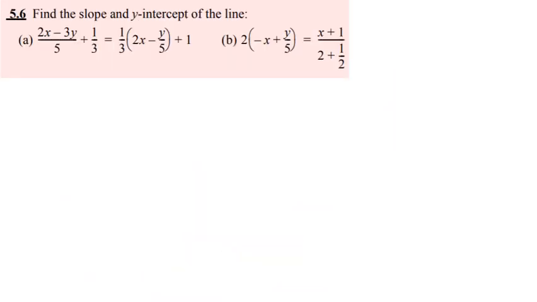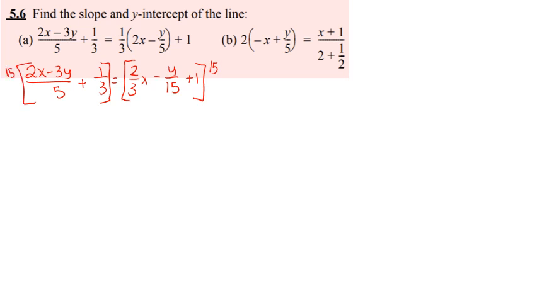Okay, so the next two problems are more complicated. So I'm going to just distribute the fraction first before I use the LCM trick. Alright, so now I'm going to multiply everything by 15. So that's going to be 3 times 2x minus 3y plus 5 equals 10x minus y plus 15.